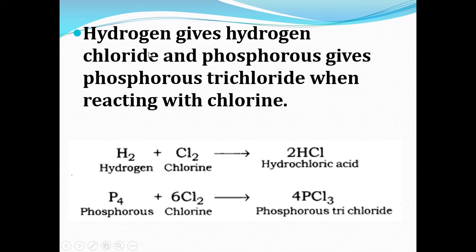Here are the examples for the reaction of non-metals with chlorine. Hydrogen gives hydrogen chloride or hydrochloric acid, and phosphorus gives phosphorus trichloride. Hydrogen H2 plus Cl2 gives HCl, hydrochloric acid. Phosphorus P4 plus 6Cl2 gives PCl3, that is phosphorus trichloride.